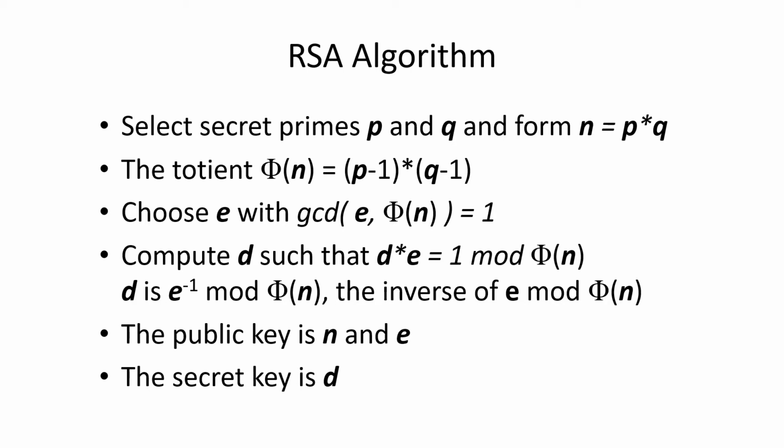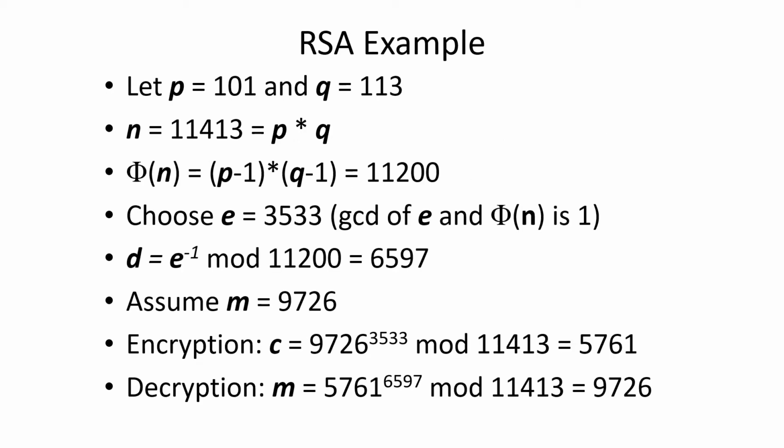Okay, so now we've got D and E and N. You don't tell anybody what P and Q are, and you keep D a secret. But for the public key, you just need to know N and E. Here's an example using small numbers. We have two prime numbers, 101 and 113. So I get out my calculator and multiply them together, and I get 11,413. So that's N. That's our N number.